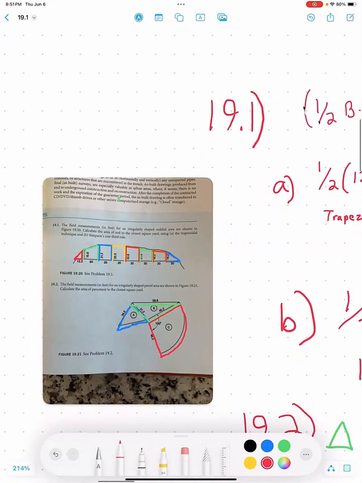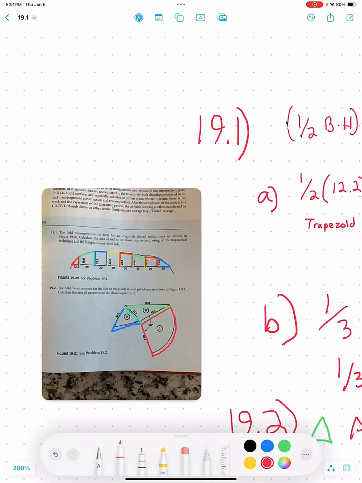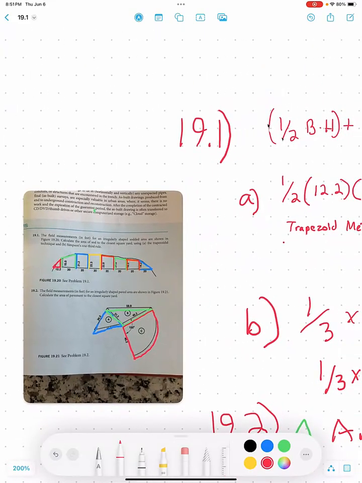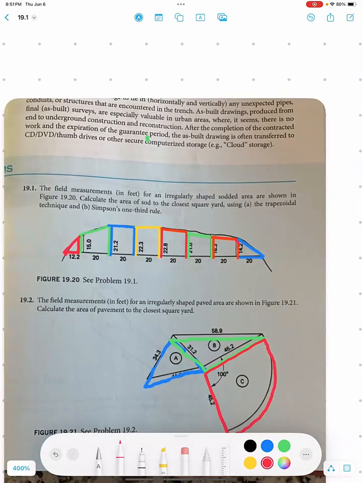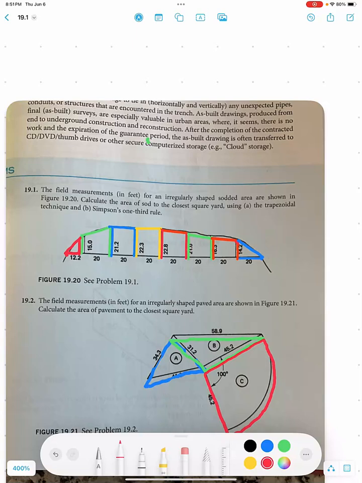All right, we're going over the final quiz questions real quick. So I'm going to do these in 6 segments, one little short video for each one. So 19.1, here we're looking for field measurements in feet for irregularly shaped sodded area as shown in the figure.